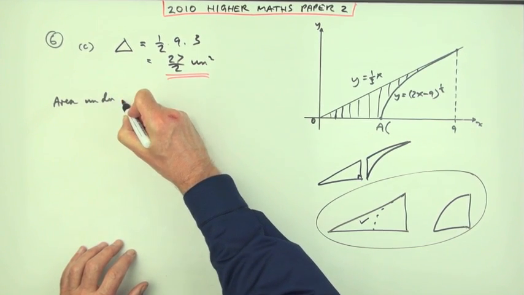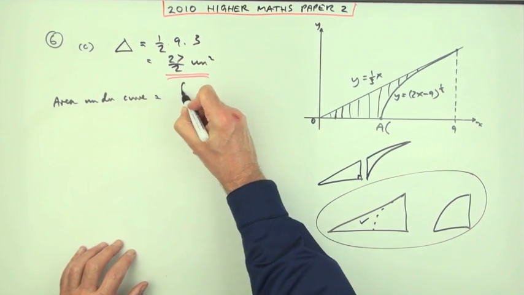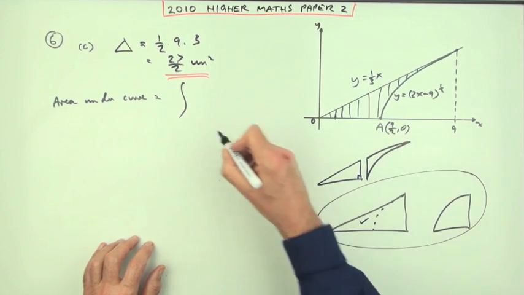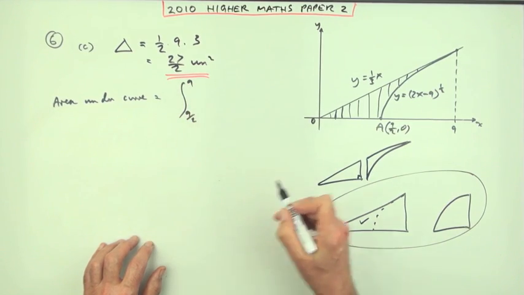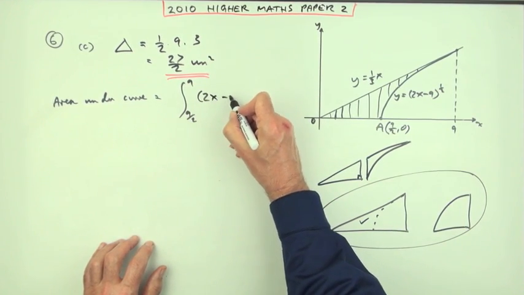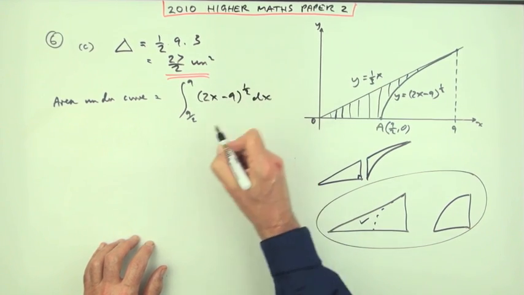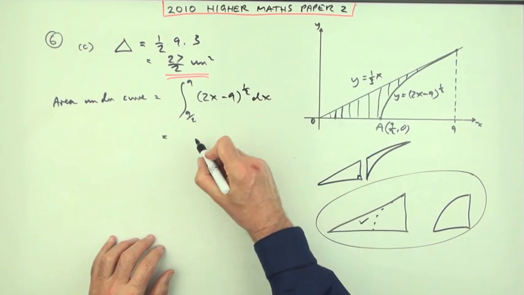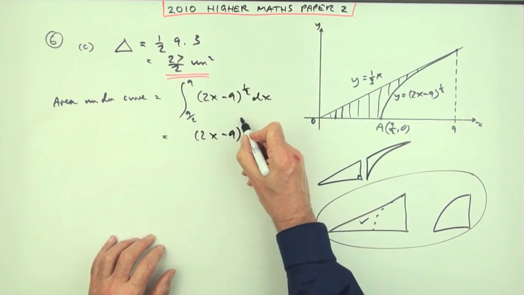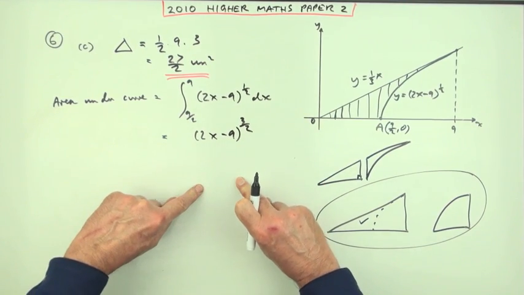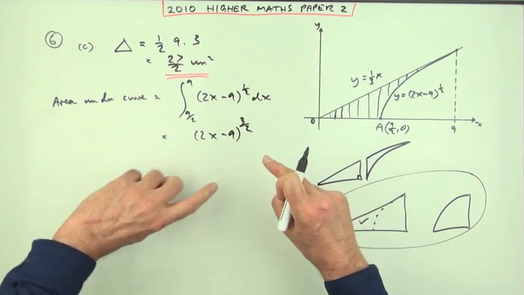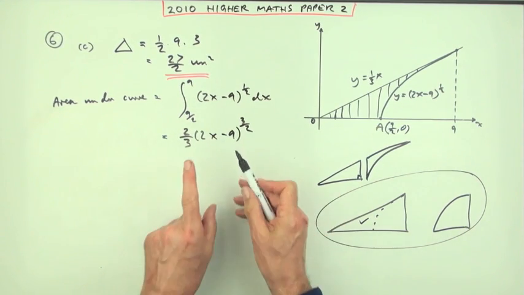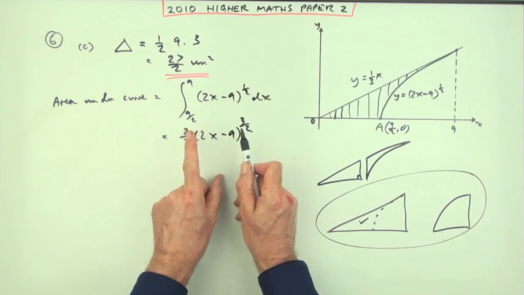Area under curve would be the integral from, that was 4.5, wasn't it? I'll put it back as 9 upon 2. From 9 upon 2 to 9 of simply that equation, 2x minus 9 to the power of half dx. Integrating, lifting up the power, so that's going to go to 2x minus 9 to the power 3 upon 2, then divide by 3 upon 2, but I always think better than that, just multiply by the reciprocal, which is 2/3. But don't forget to also divide by the derivative of the inner function.